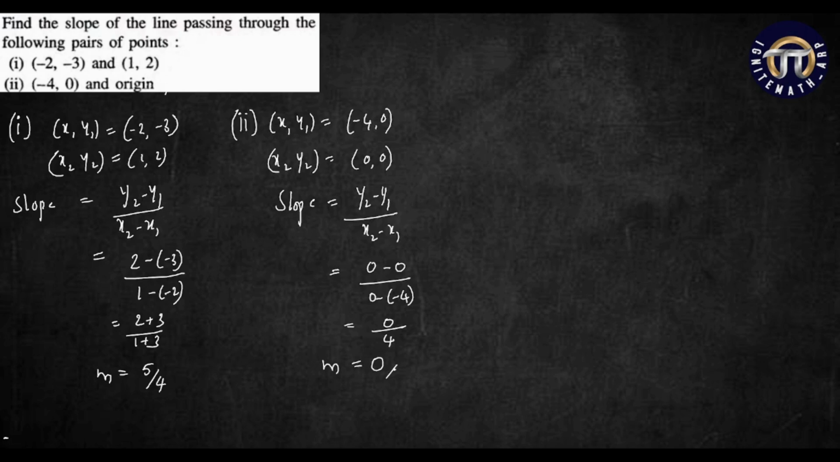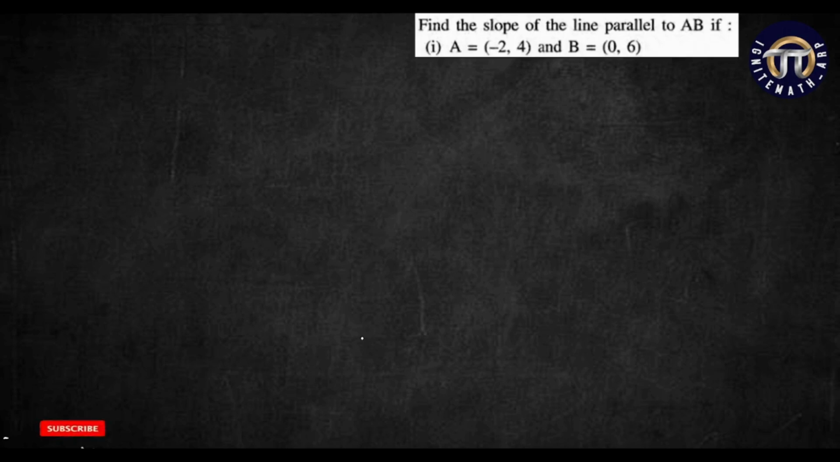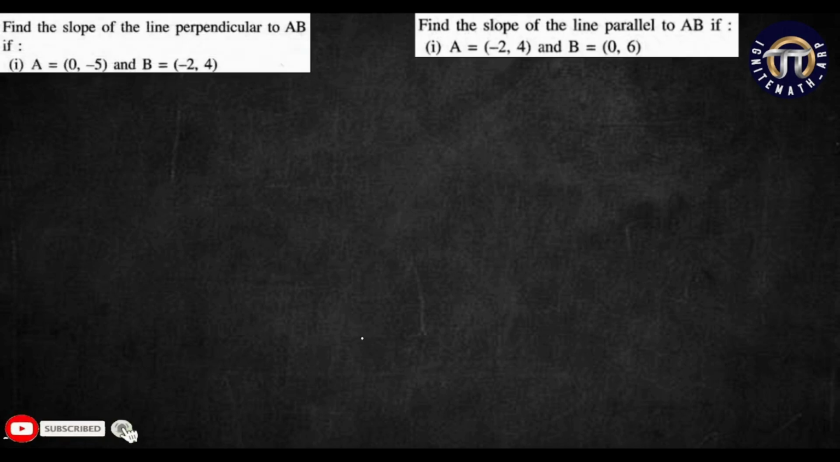Slope of this line through which (-1, 0) and (0, 0) lie is equal to 0. Clear, children? I hope it is clear to you. Now let me take one more example over here.